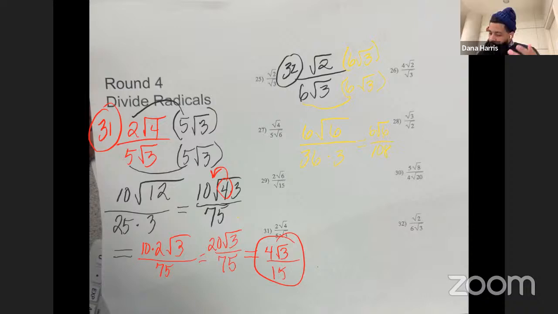All right, and now 6 and 108 are both divisible by 6, right? So this 6 in the numerator divided by 6 is 1, so we're just left with square root of 6. And then 108 divided by 6 is 18. So boom. That's your final answer, square root of 6 over 18.